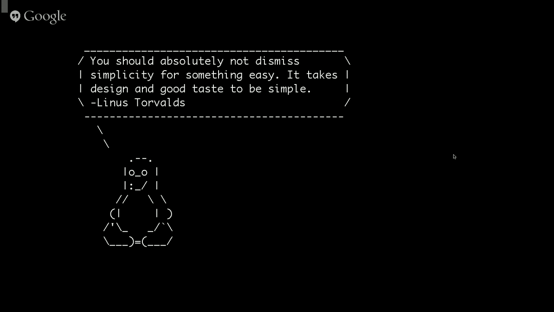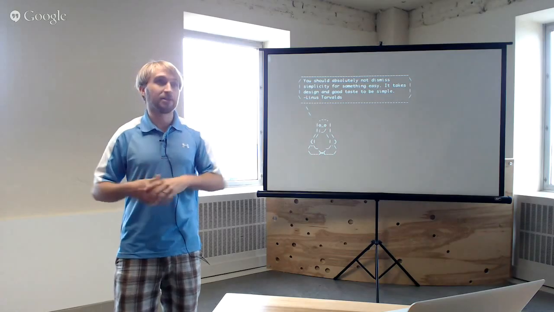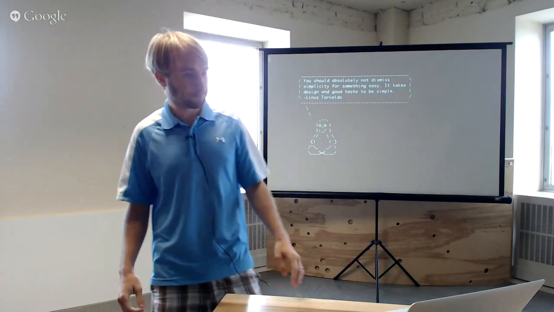And so Linus Torvalds likes to talk about simplicity. A point he makes is that simple isn't easy. Also, Rich Hickey likes to say this. He's the author of the Clojure programming language. And so it can actually be difficult to make something simpler, but it pays off in the long run.